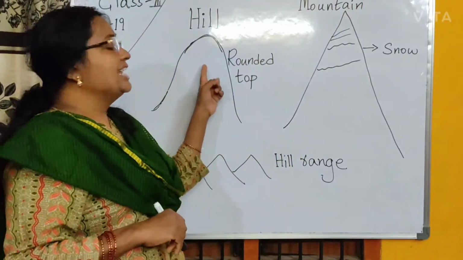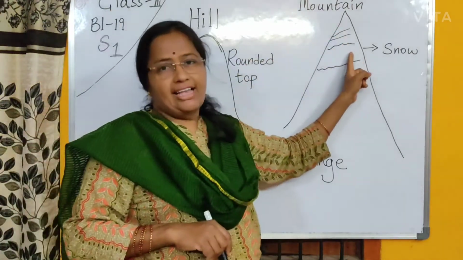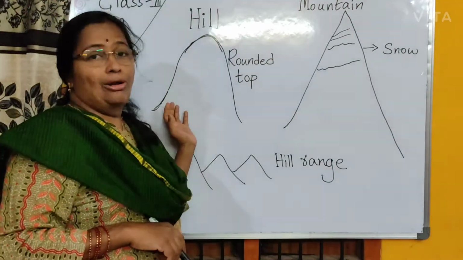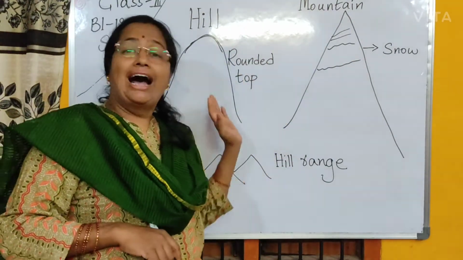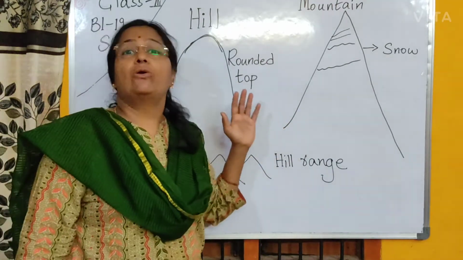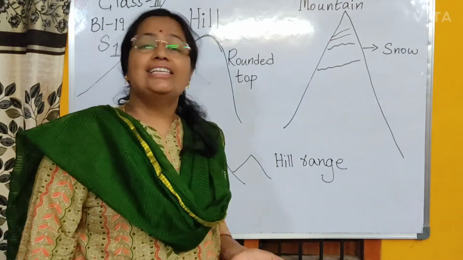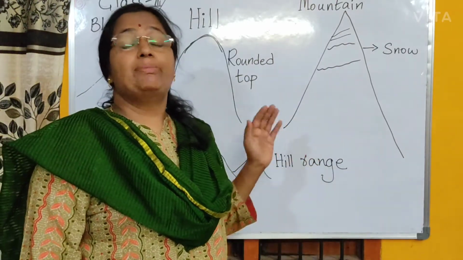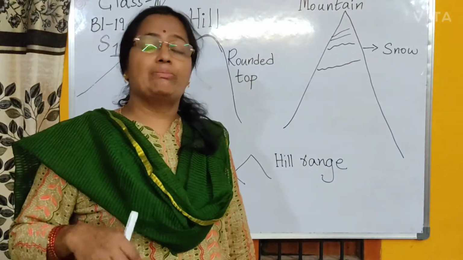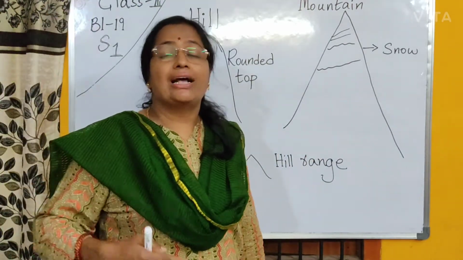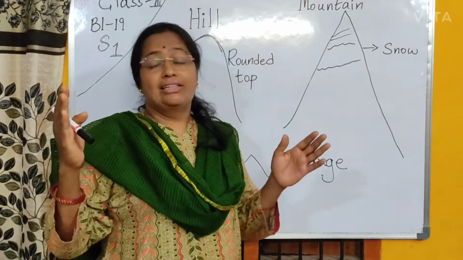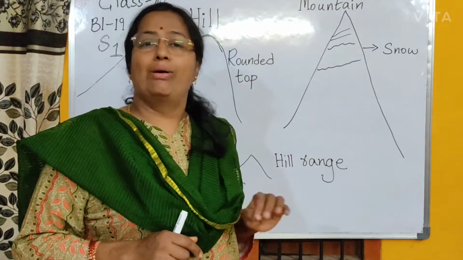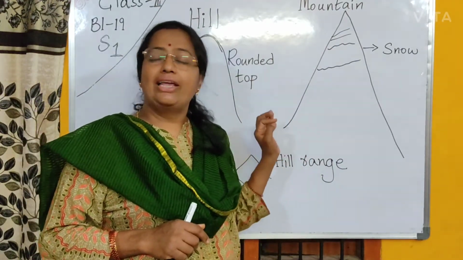First difference is hills have rounded tops, mountains have sharp peaks. Hills are generally smaller than mountains. Mountains are higher than hills. And most of the mountains are covered with snow. What is snow, students? Snow is nothing but ice. Because as we go higher in the altitude, as we travel higher in the altitude, the weather will be cooler. So that is the reason we see the snow on the mountains. So the weather will be very cool there.